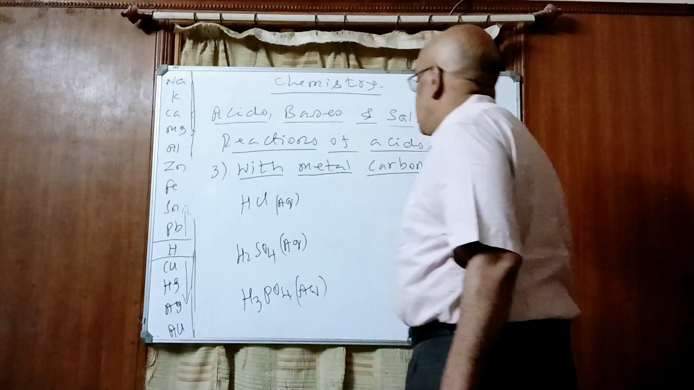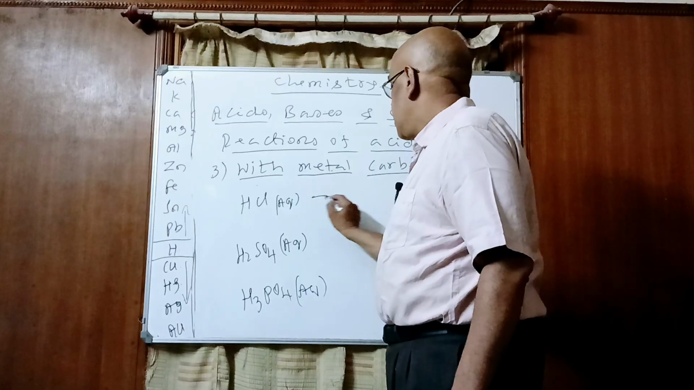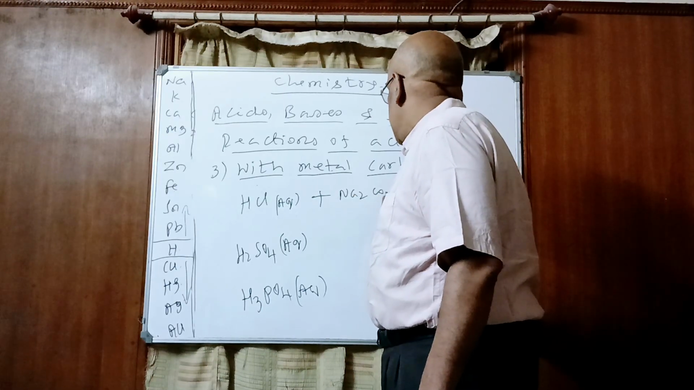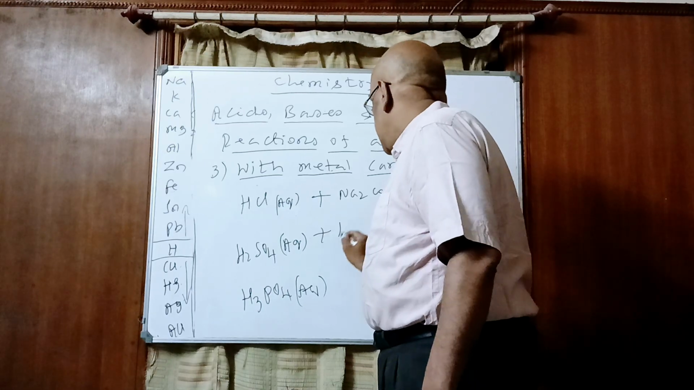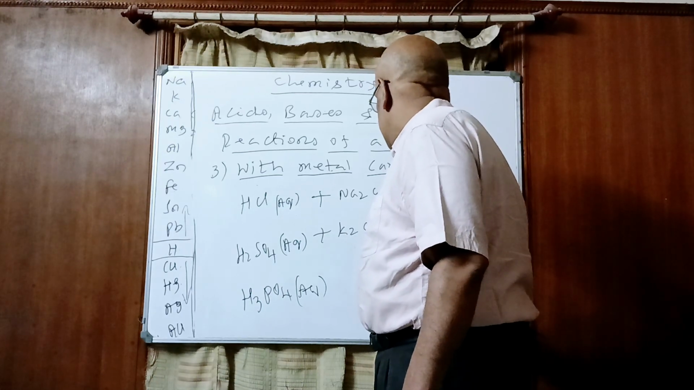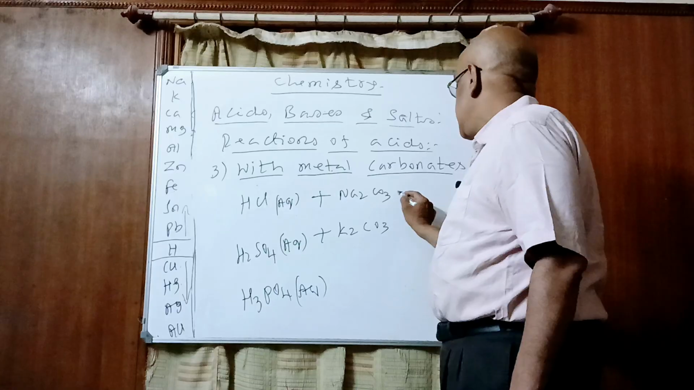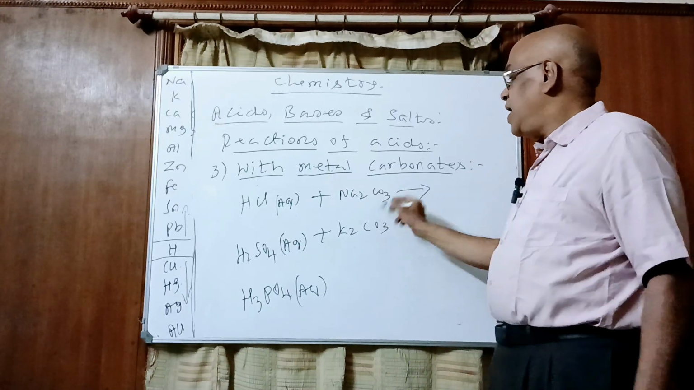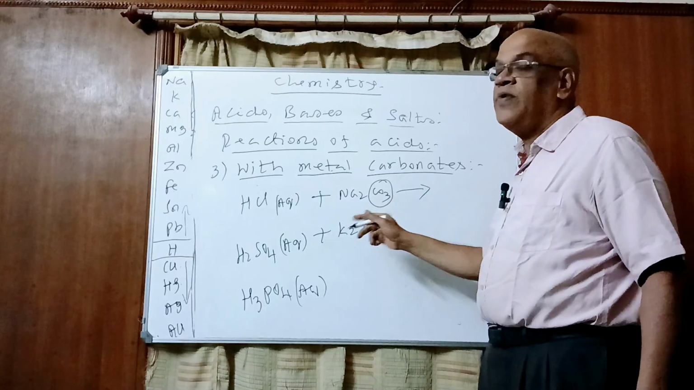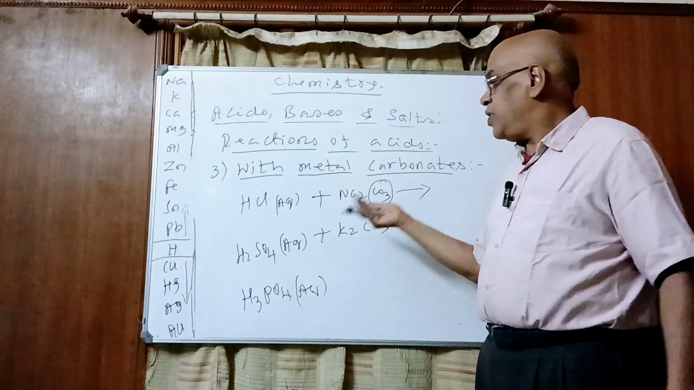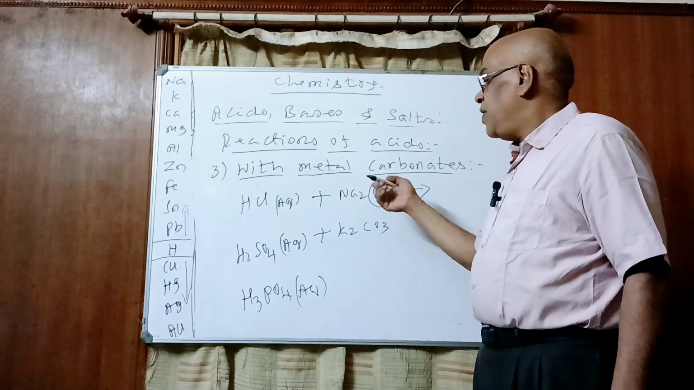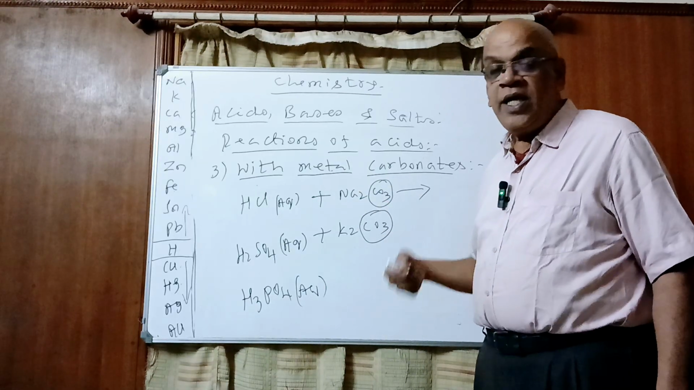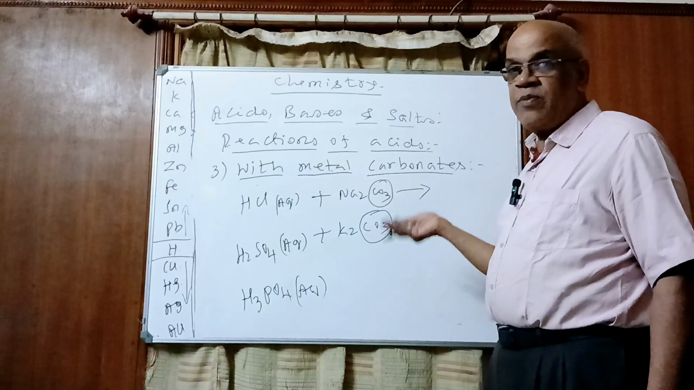Understood? What happens? They react with carbonates. They react with sodium carbonate, and with potassium carbonate, K2CO3. See, children, another important trick I teach you. What is the compound here? Carbonate. What carbonate? We are not bothered about which carbonate it is. It may be sodium carbonate, potassium carbonate, calcium carbonate, magnesium carbonate, any carbonate of a metal.